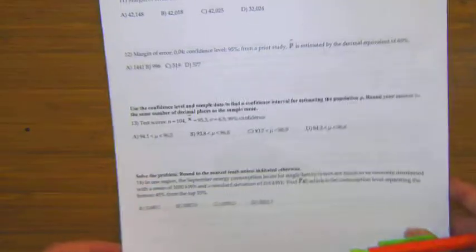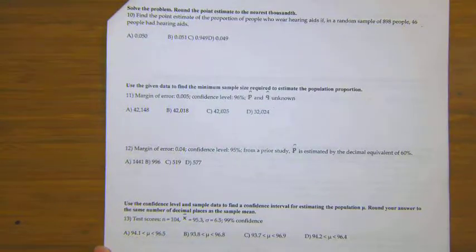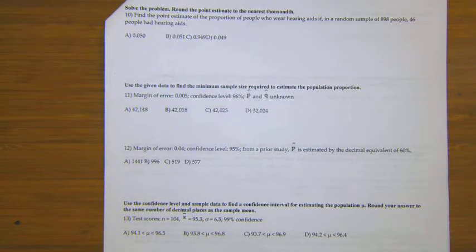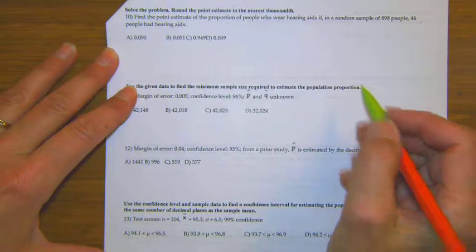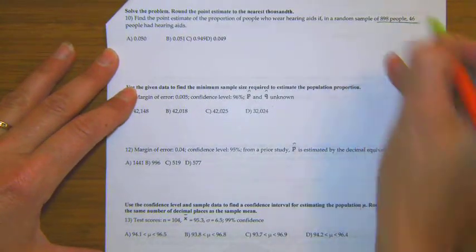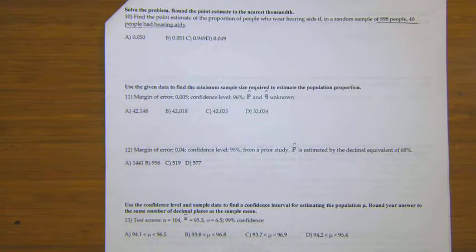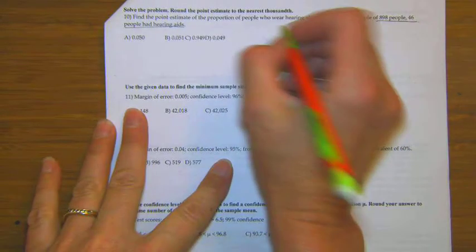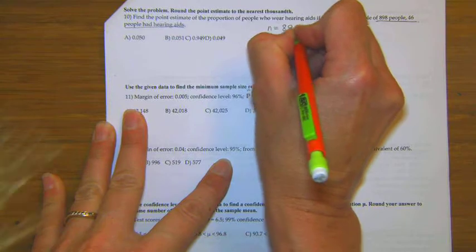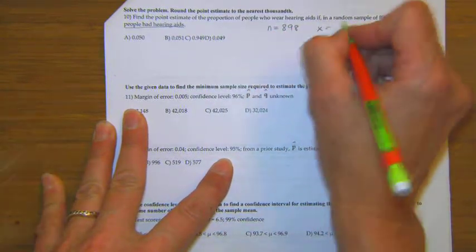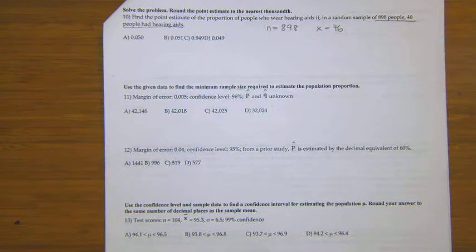All right, let us move on to the next question, which is number 10. It says, find the point estimate of the proportion of people who wear hearing aids if in a random sample of 898 people, 46 people had hearing aids. Okay, so what do we have here? We have a sample and we have an x value. So we have n is equal to 898. And our x value in our sample was 46. So 46 of these 898 people wore hearing aids.